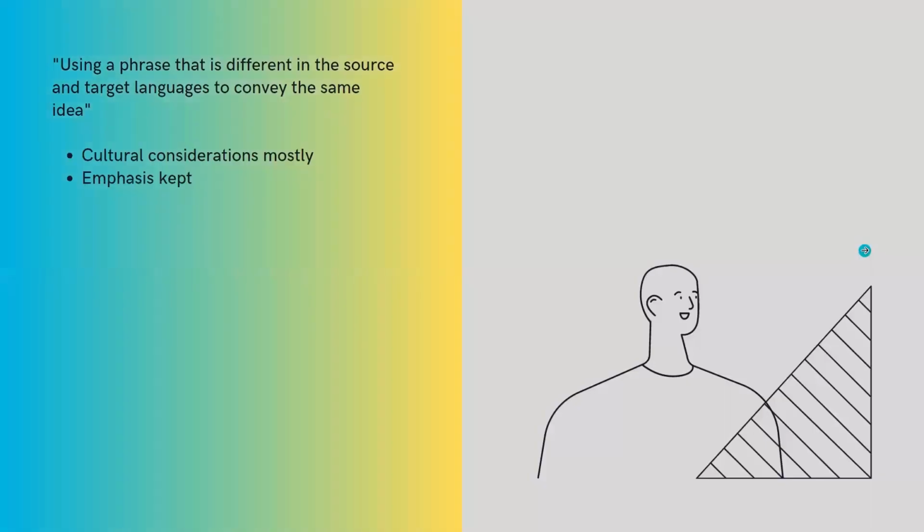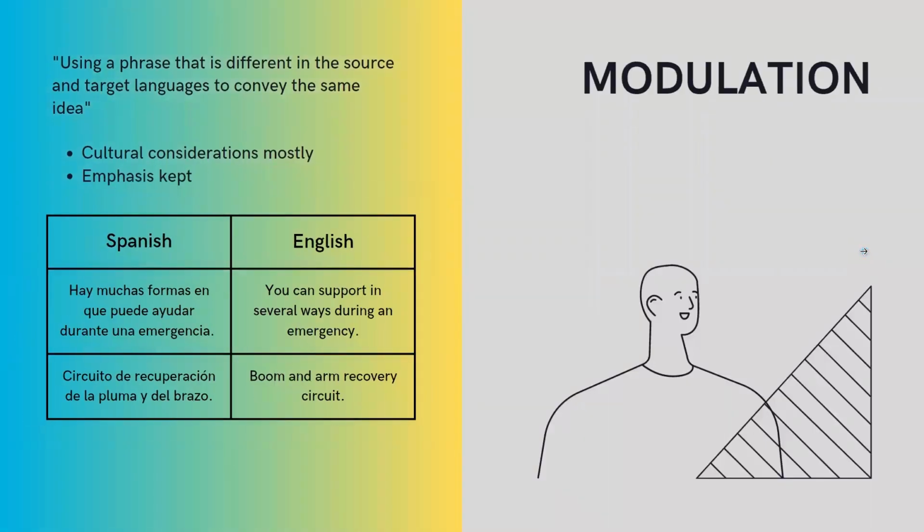Let's go now to the first translation strategy that we are going to be reviewing. It's called modulation, and it refers to when you use a phrase that is different in the source and target language in order to convey the same idea. To keep the essence of the text, if there is any emphasis, if there is any specification, we need to take into consideration the cultural aspect. We have some examples. Let's see.